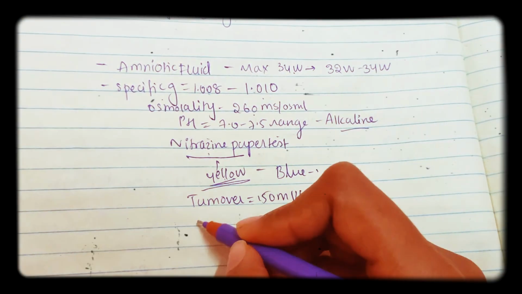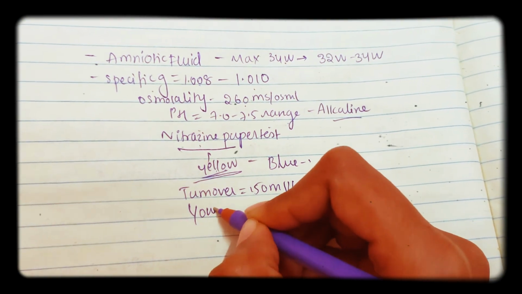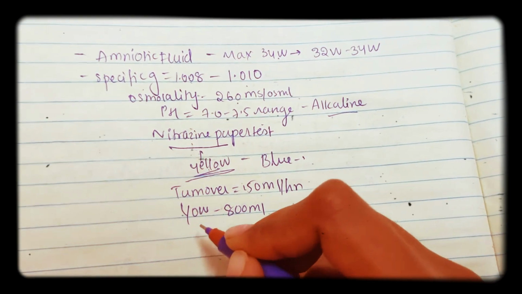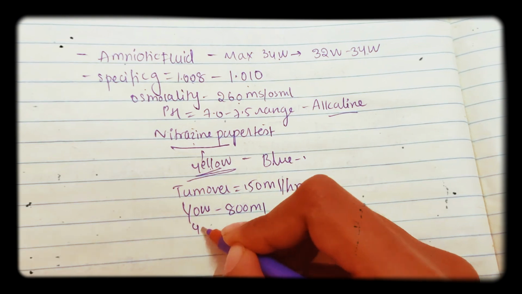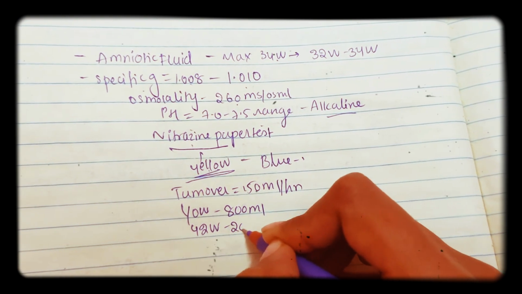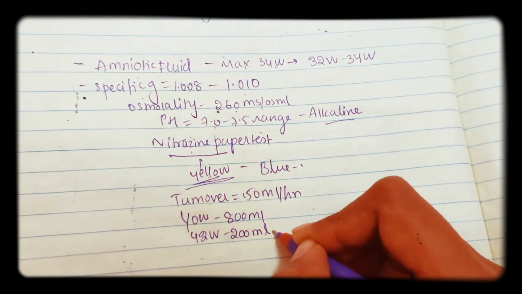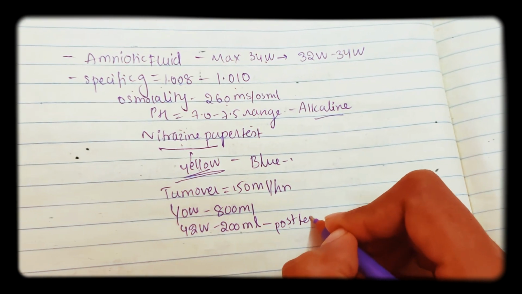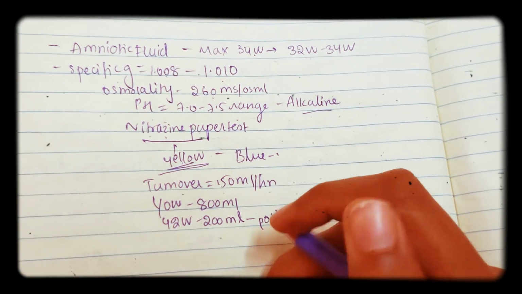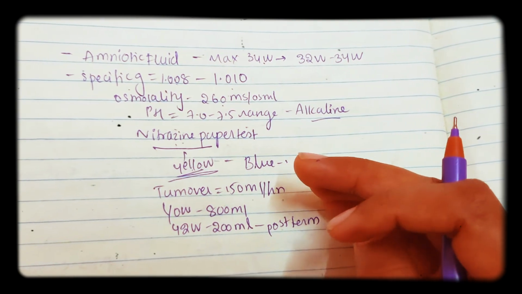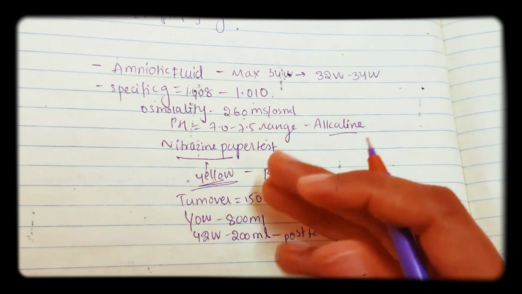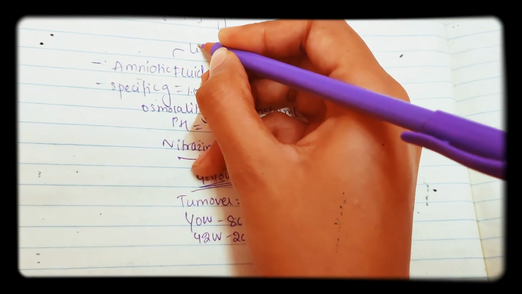Later on, if you take the 40th week, it will be only 800 ml at term, and if you take 42 weeks, it will be 200 ml, that is post term. So at post term it will be 200 milliliters. The volume is maximum at 34 weeks, later the volume will be decreasing. This amniotic fluid is also called liquor amnii.